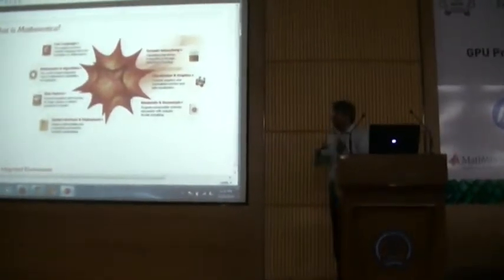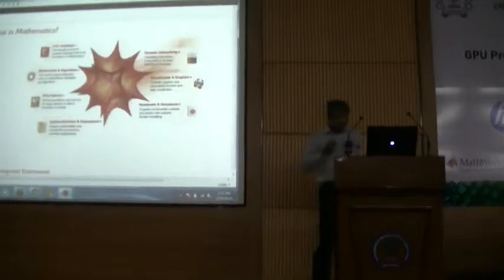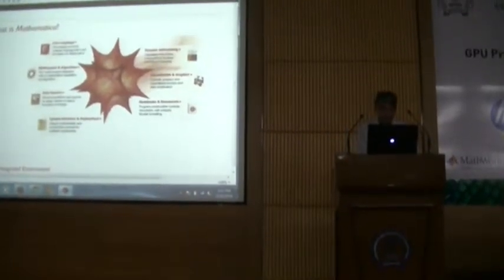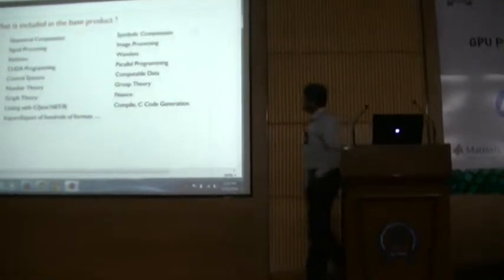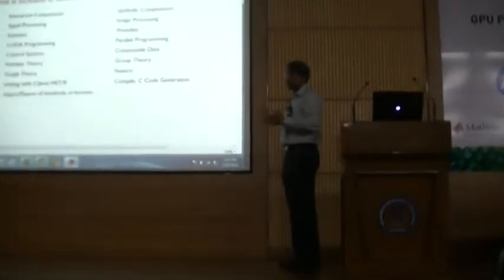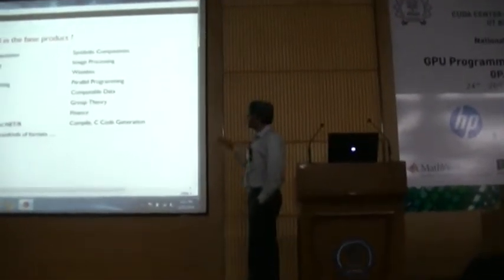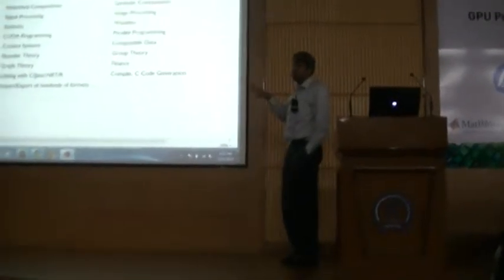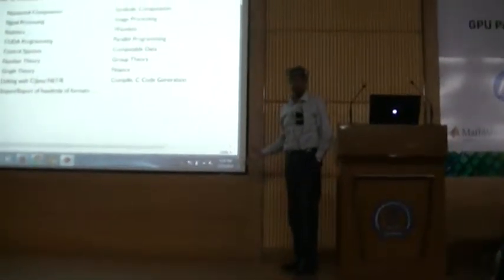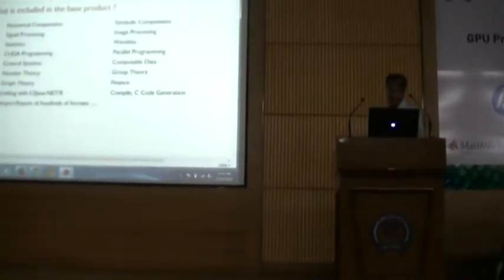That is one aspect. The second aspect is Mathematica gives you the ability to do a lot of different kinds of programming areas. Numerical, symbolic computations, wavelets, image processing, statistics, and so on. Even within the base product, okay? You can see the CUDA programming, parallel programming, they are all included even within the base product. There is no need to buy anything extra, okay? A big advantage compared to any other system, I would say, to be very honest.